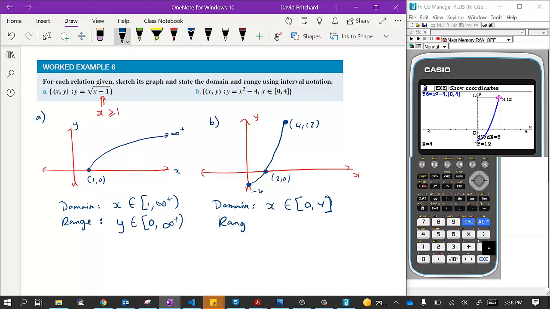And our range is simply y as an element. The smallest value is negative 4. And the largest value is 12. Now these are both inclusive because the x values were inclusive. So there's our domain and range.